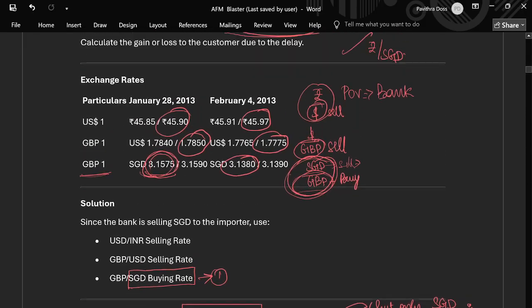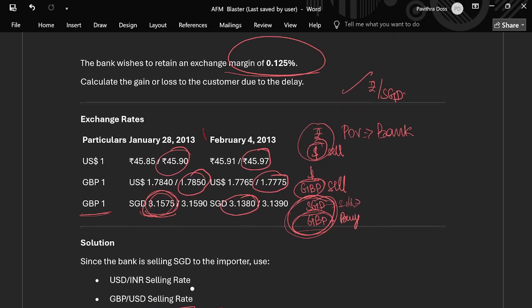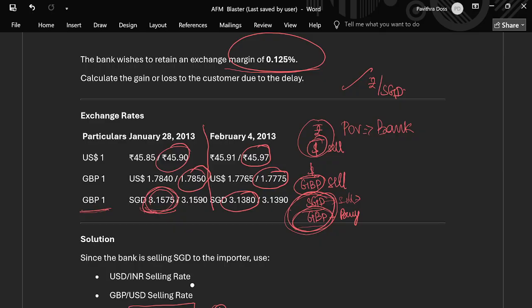Now we are going to apply the same thing on February 4, which means the bank is going to sell SGD, which means they are going to buy GBP. So the action rate is with regard to the lowest. So for buy, they are going to take this rate. So only from the point of view of the bank, you will see buy at the lowest, sell at the highest. Clear. So here we are taking the lowest rate for buy GBP.